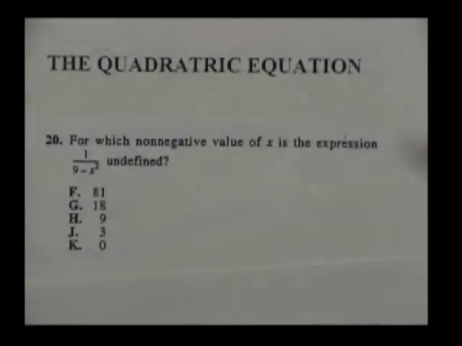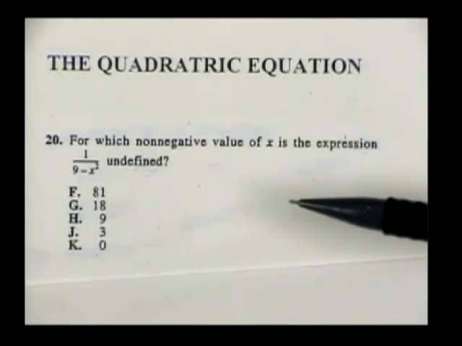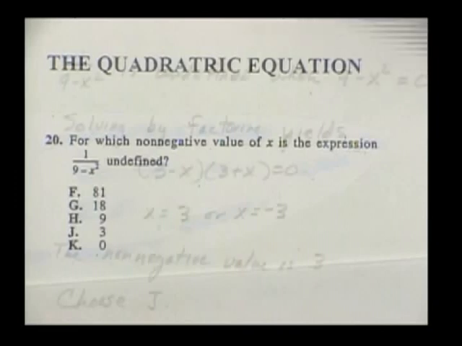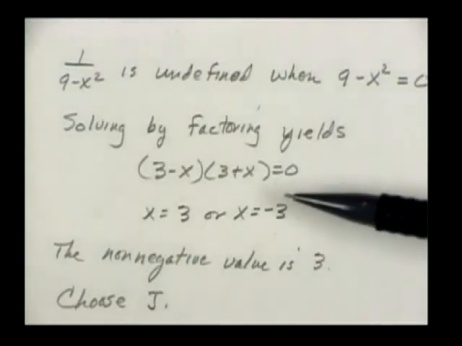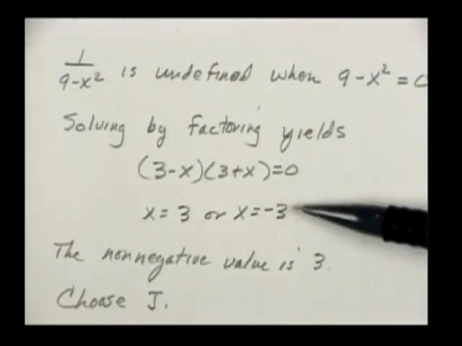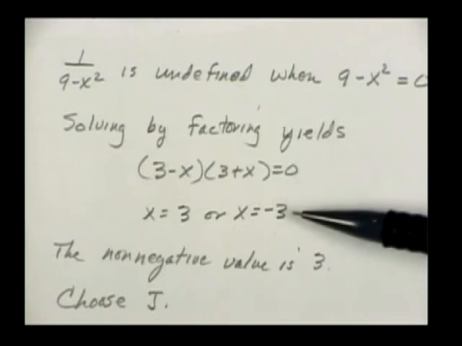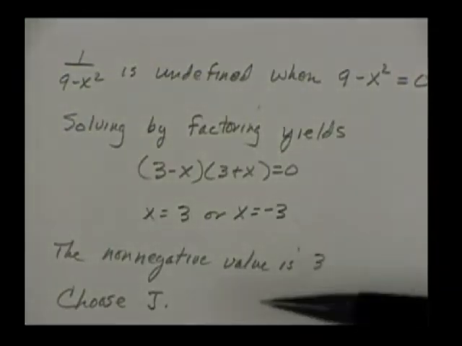For which non-negative value of x is the expression 1 divided by 9 minus x squared undefined? The expression is undefined when the denominator, 9 minus x squared, is equal to 0. Solving by factoring yields 3 minus x times the quantity 3 plus x equals 0. Solving this quadratic equation yields solutions x equals 3 or x equals negative 3. The non-negative value is 3. Choose J.